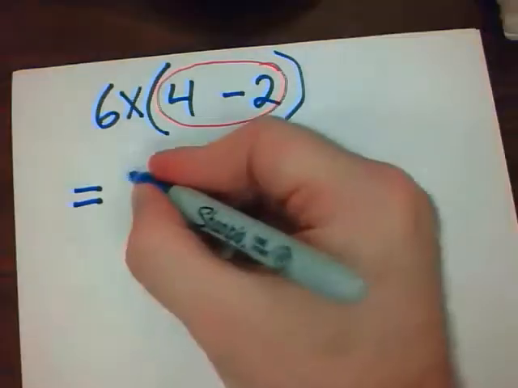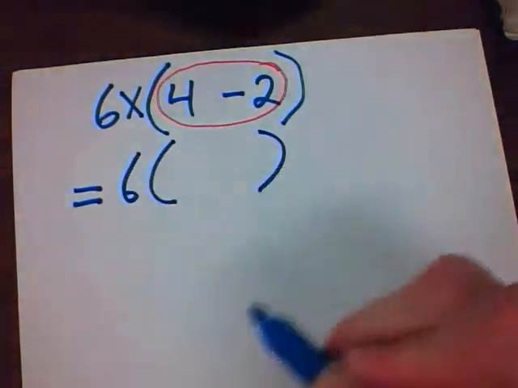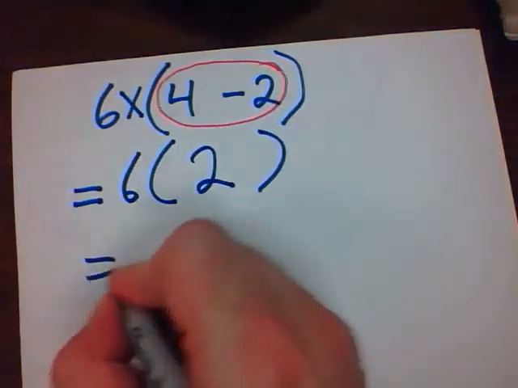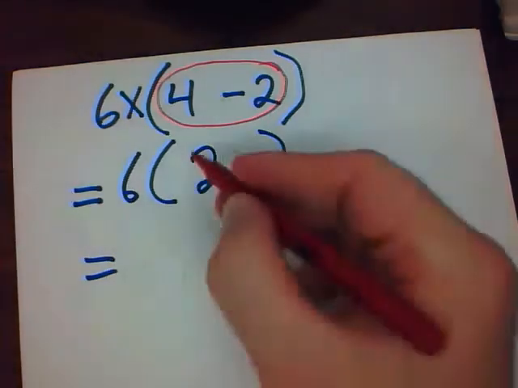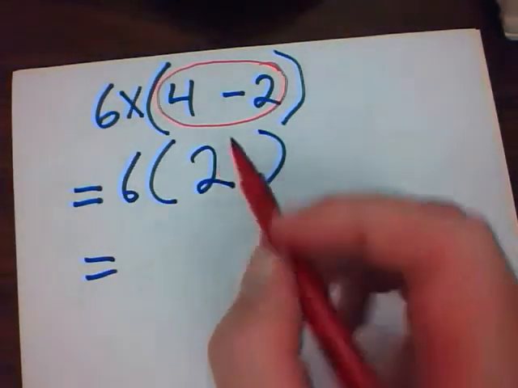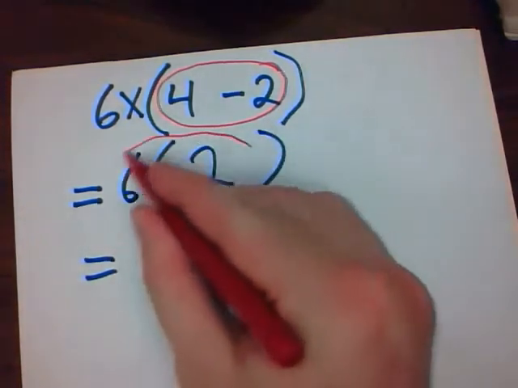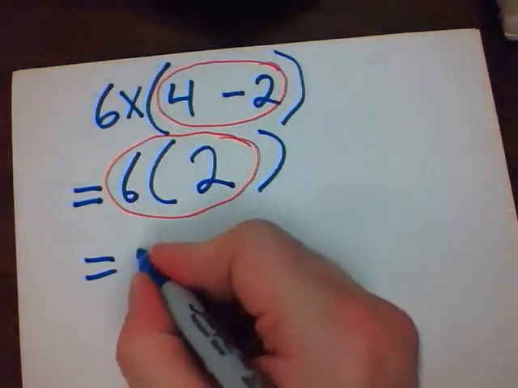Copy down everything I'm not using. Notice I'm being lazy. I'm leaving out that multiplication symbol. 4 minus 2 is 2. Next line. Brackets. There's a bracket, but there's nothing to do inside it. Exponents and roots, none. Division, multiplication, yes, there is multiplication right there. That, 6 times 2.